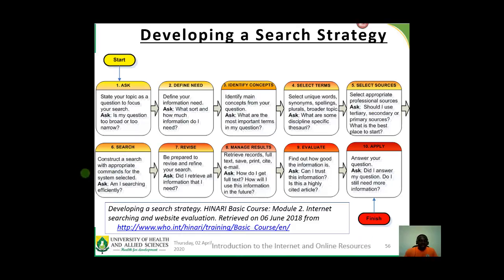Then we needed to construct our search using appropriate commands. So that's where the Boolean and co comes in. Look at stage number 7. It says, be prepared to revise and refine your search. Did I retrieve all information that I needed? You see, so that's why I said this is an iterative process. So you realize that you're always looking at whatever outcomes you get when you apply a particular search term or strategy. You have to revise the entire strategy. You can go back, start from the very beginning until you get all that you need on your topic.